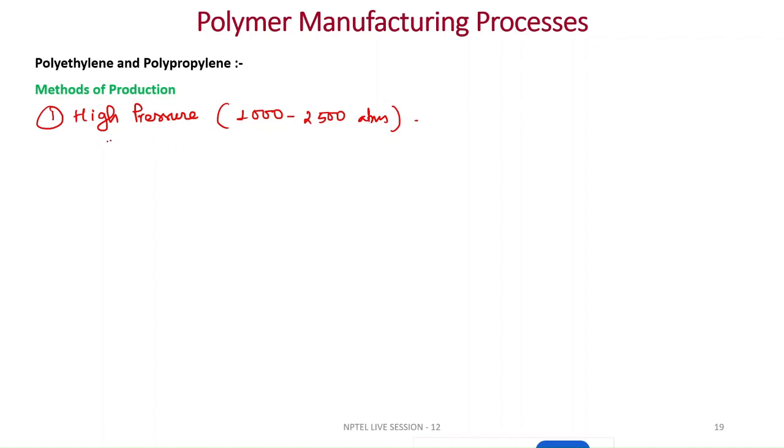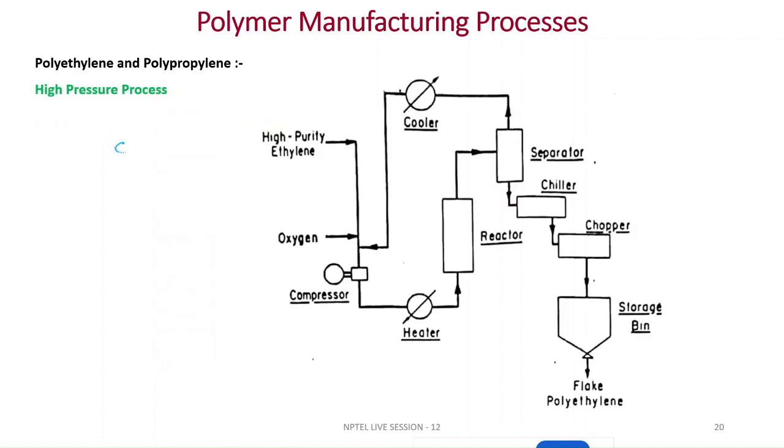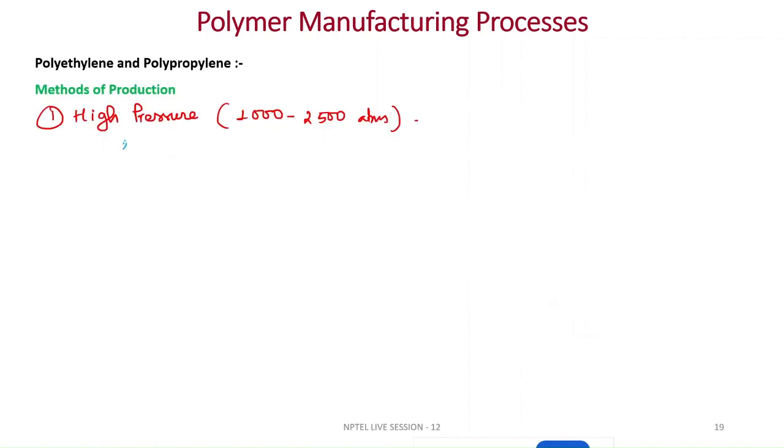So in this process we are using a catalyst. We use a peroxide catalyst, and the reaction temperature is 100 to 300 degrees Celsius. And the product it forms is low density polymers.